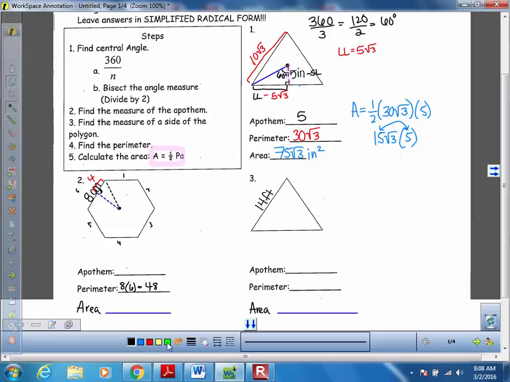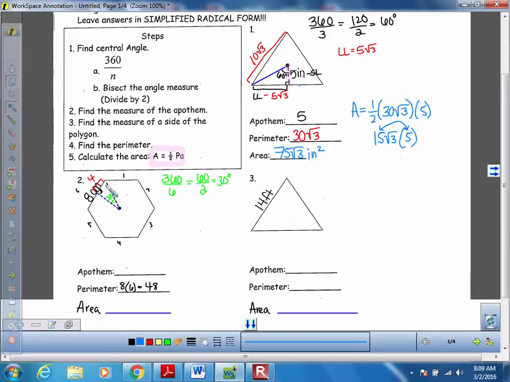So what we're going to do is we're going to take the number of sides and we're going to divide 360 by that. So 360 divided by 6 is going to give me 60. Then I'm going to have to take that and divide that by 2 to get this angle right here. So that angle is going to be 30 degrees. Now, that means we have a 30, 60, 90 triangle, so we're going to use our 30, 60, 90 formulas.